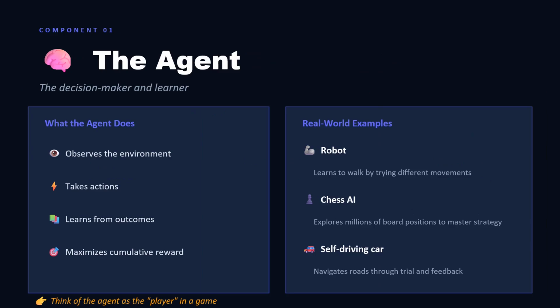The agent is the brain of the system. It observes the environment, takes actions, learns from outcomes, and aims to maximize rewards. Examples include a robot learning to walk, a chess AI mastering strategies, or a self-driving car navigating roads. You can think of the agent as the player in a game.